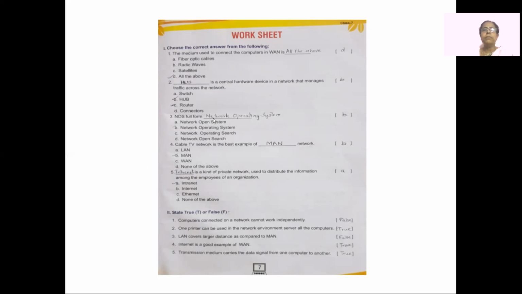What's the medium in a WAN network? You use satellite, fiber cable and radio waves. Anything that has a central hardware device in the network, what is it called? It's called a switch, or a hub, a central device. Then NOS stands for Network Operating System. Which is the best for cable TV? MAN, Metropolitan Area Network. And which is a private network? Private network is intranet. You check all these objectives on the different pages, page number 7, page number 8 also. Here you have the fill in the blanks.